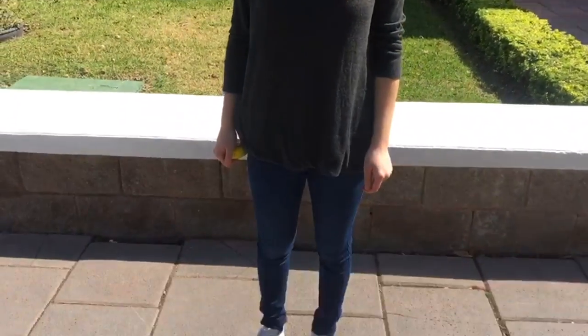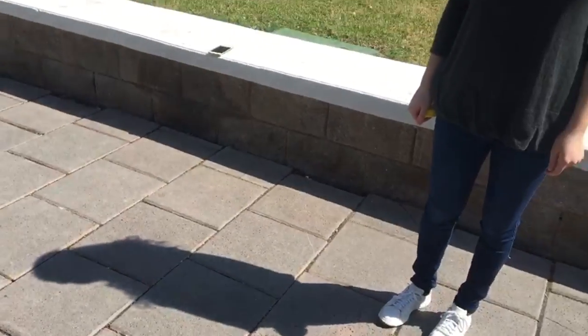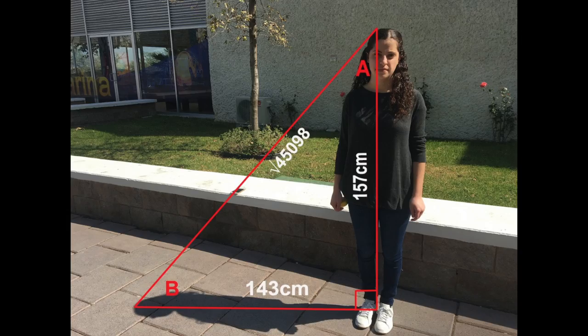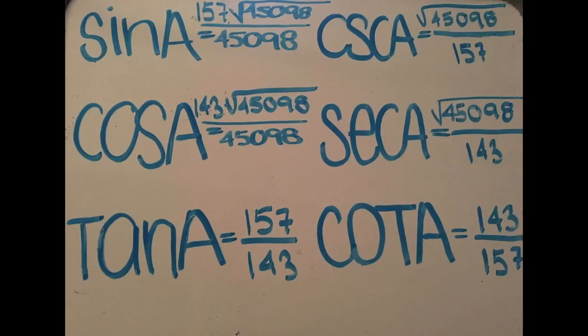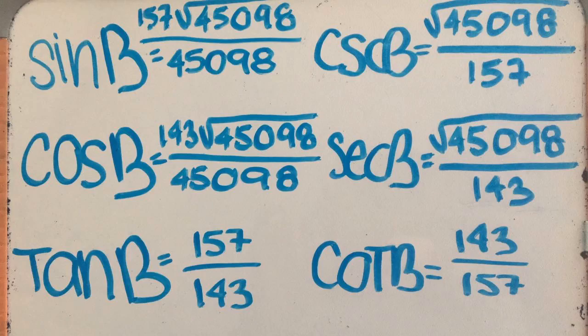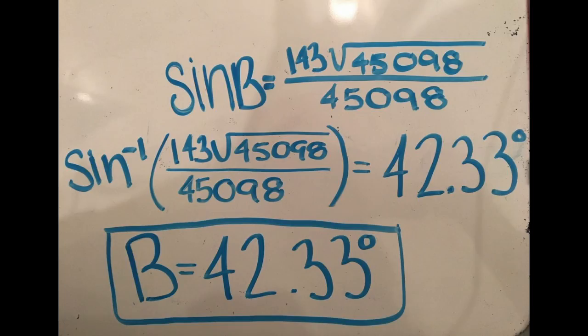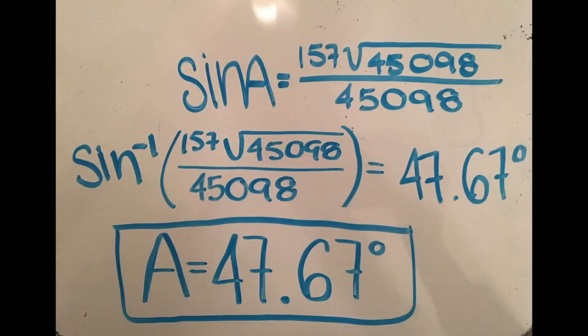I also had to find the hypotenuse of my height in relation to my shadow. I measured both, my height and the shadow. Then I applied the Pythagorean theorem and got the hypotenuse. Then I chose an angle and got the trigonometric functions, with both missing angles. I did the inverse of sine in both angles. Finally, I added all the angles inside the triangle to get 180 degrees.